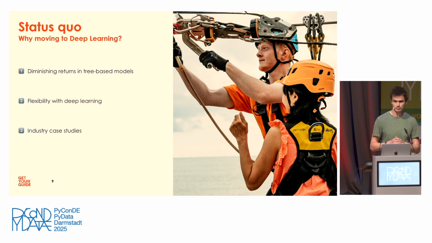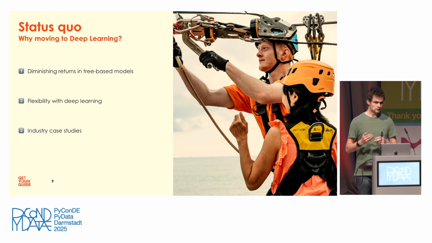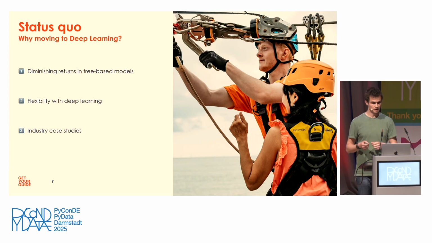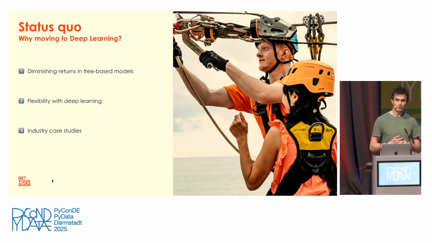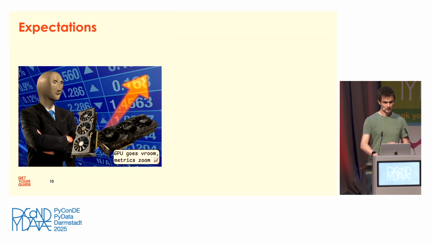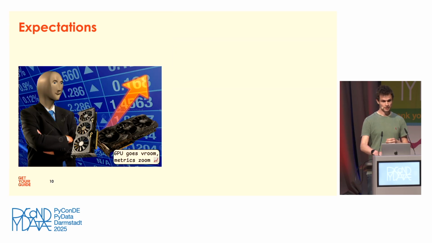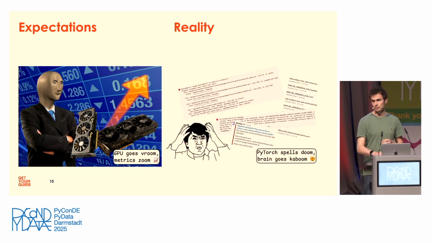And finally, and maybe the most important, we also had external validation from industry case studies. We saw that other marketplaces like Airbnb, Wayfair and Etsy also moved their ranking from tree-based models to deep learning at some point, and they all claimed that it was transformative. So based on that, we thought we'd just use deep learning and throw GPUs at it, but it was a bit more complicated than that.